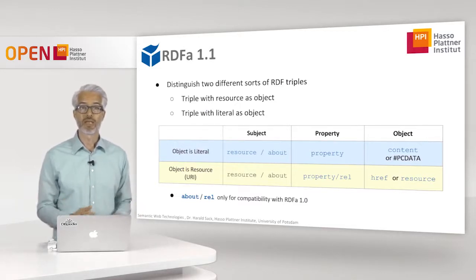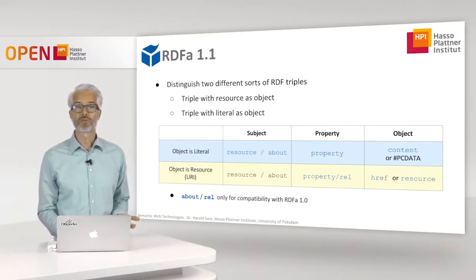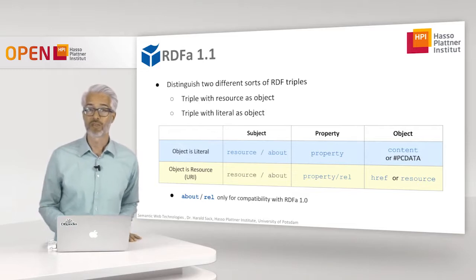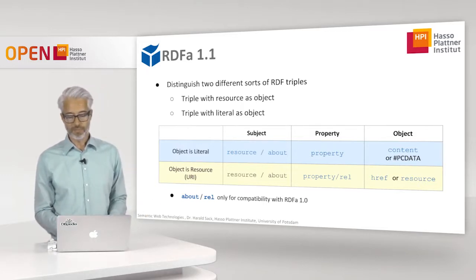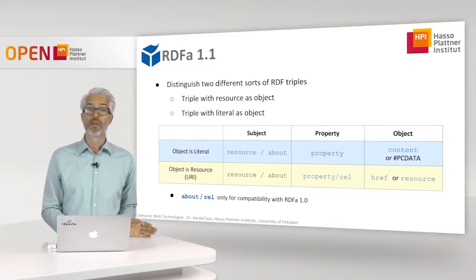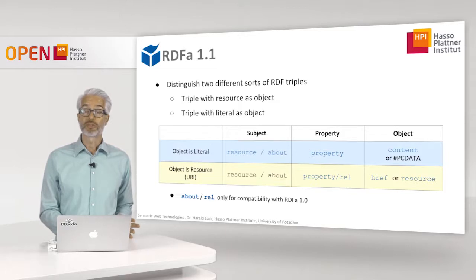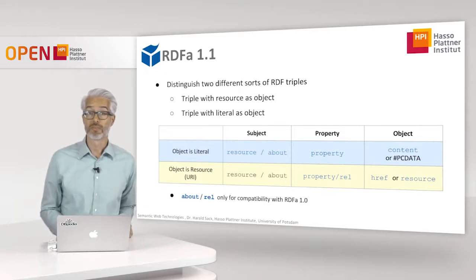So in general, if we look at RDFa, then there are two different kinds of triples distinguished. First, we have triples with resources as an object, and we have triples with literals as an object. And what kind of attributes do I use? So first, let's have a look at the object is a literal. Of course, for the subject I'm talking about, I can use resource or about. Then for the property, I can use the property attribute, and for the object, either I use the content attribute when I want to separate content from presentation, or I use the parsed data from the HTML file, which is embedded in the tag where I have used the property.